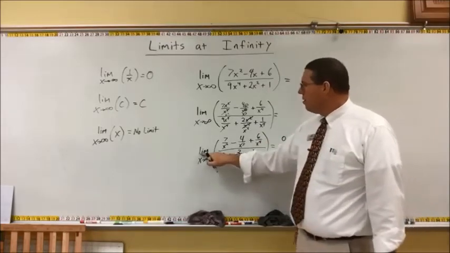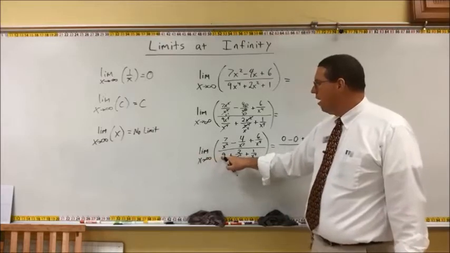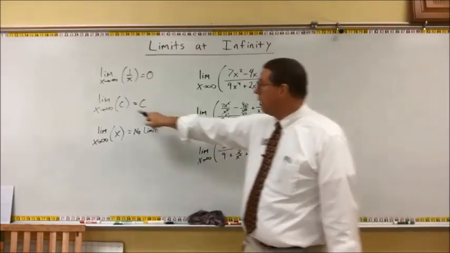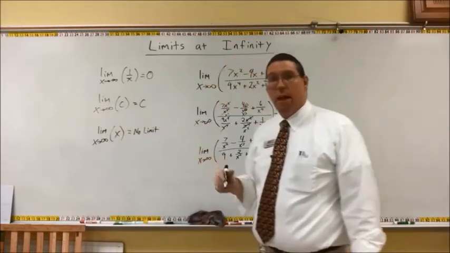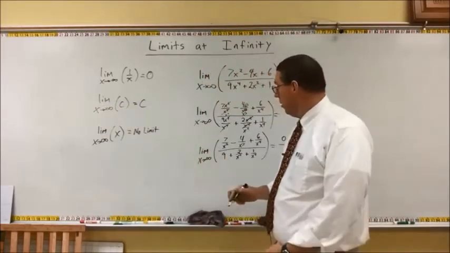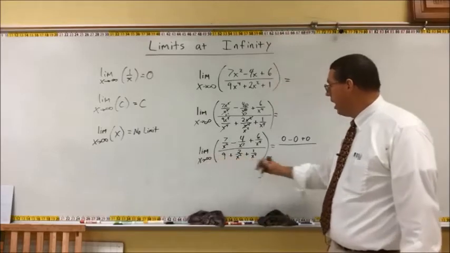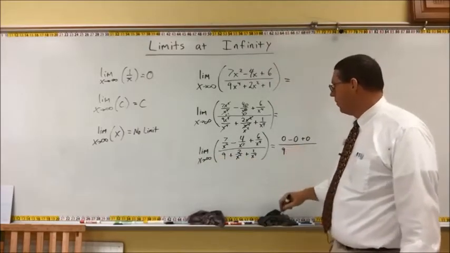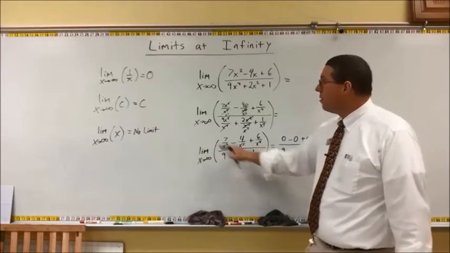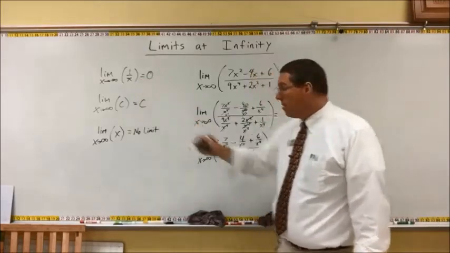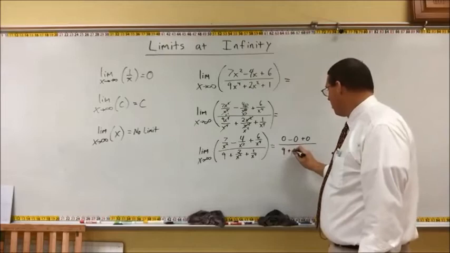Down here, what is the limit as x approaches infinity of 9? Well, that's kind of like this one here. That's the limit as x approaches infinity of a constant. And the answer is the constant. So the limit as x approaches infinity of 9 is 9. What is the limit as x approaches infinity of 2 over x squared? Well, that's kind of like this one up here again. It's 0. So we're going to put plus 0.